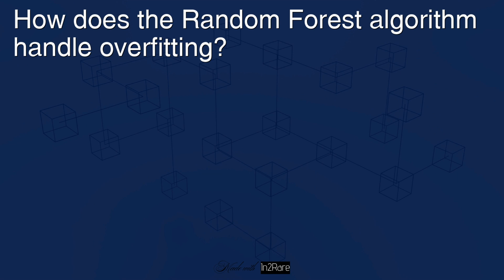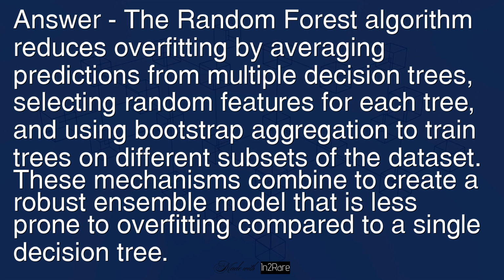How does the random forest algorithm handle overfitting? Answer: the random forest algorithm reduces overfitting by averaging predictions from multiple decision trees, selecting random features for each tree, and using bootstrap aggregation to train trees on different subsets of the dataset. These mechanisms combine to create a robust ensemble model that is less prone to overfitting compared to a single decision tree.